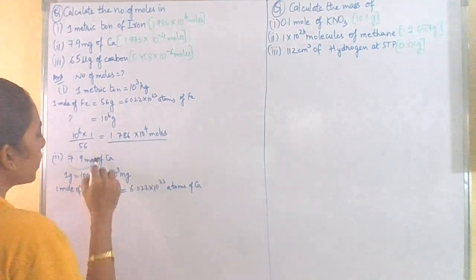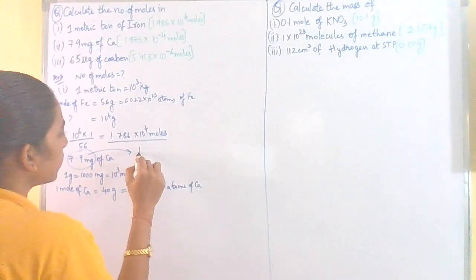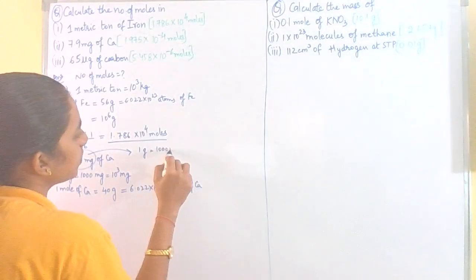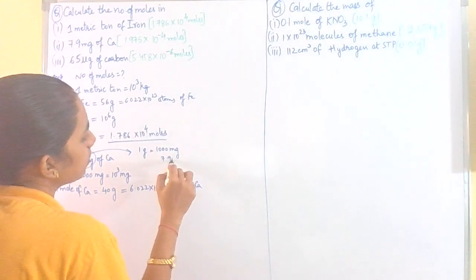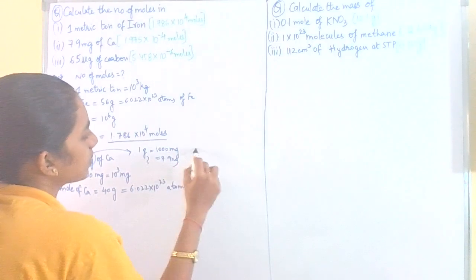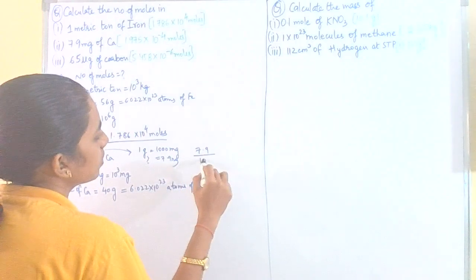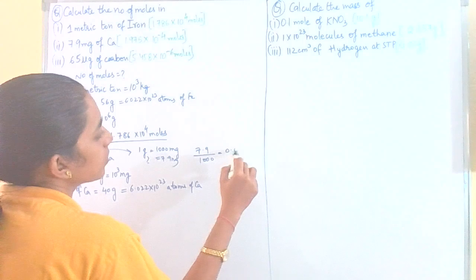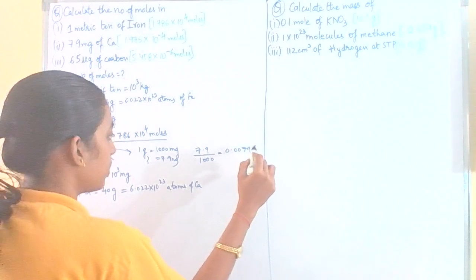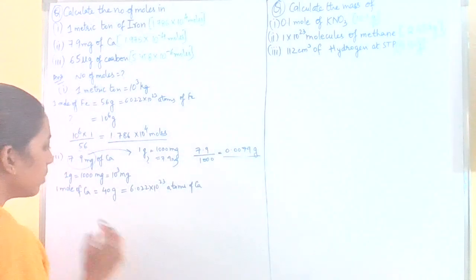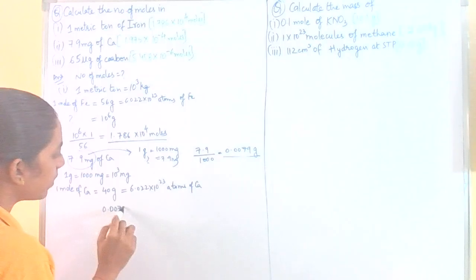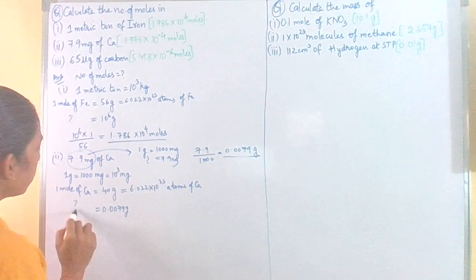You have to write this 7.9 milligrams in grams. So 1 gram is equal to 1000 milligrams. Then 7.9 milligrams is equal to how many grams? 7.9 by 1000, which is equal to 0.0079 grams. Okay. So then 0.0079 grams contains how many moles?